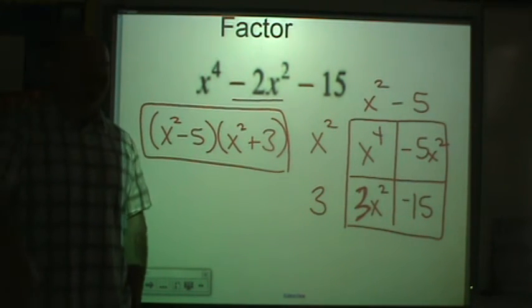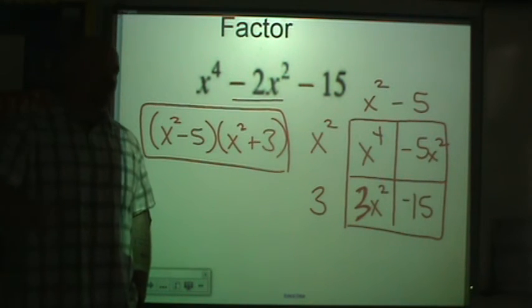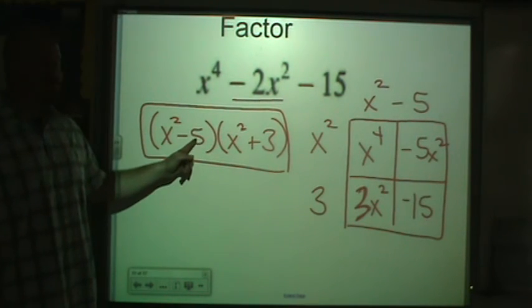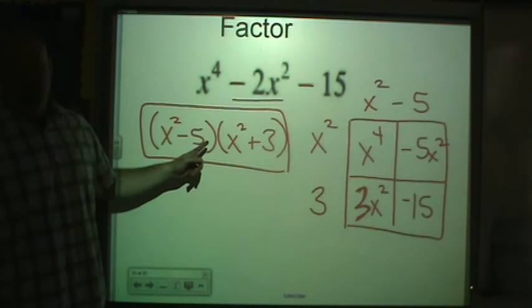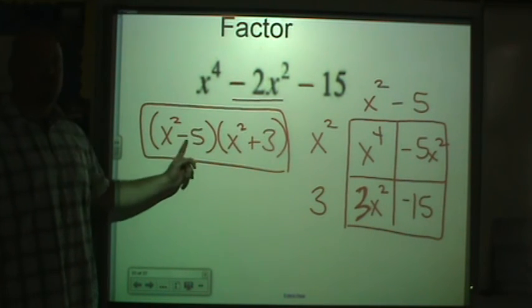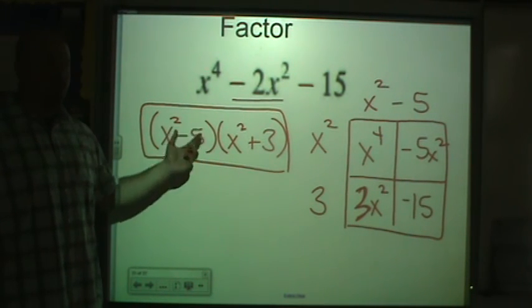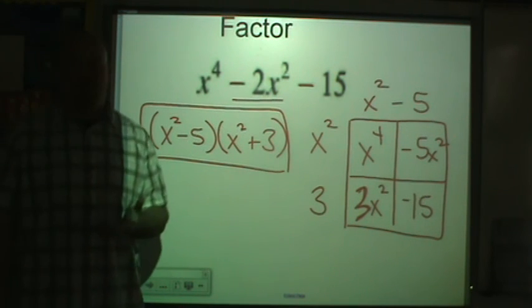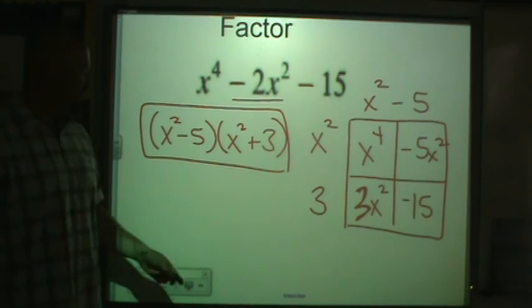I don't want to take this too far, but if this was a 4, we would call this the difference of squares, and then we would factor that down into conjugates. I know we talked about that, we'll talk about it here in a little bit.